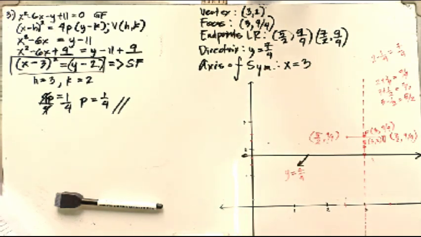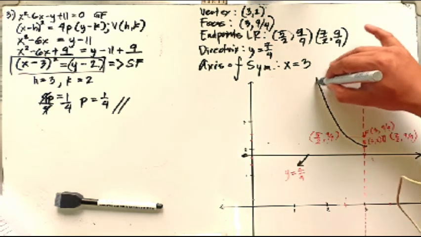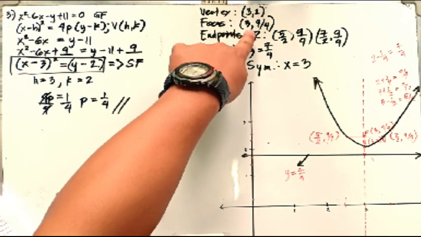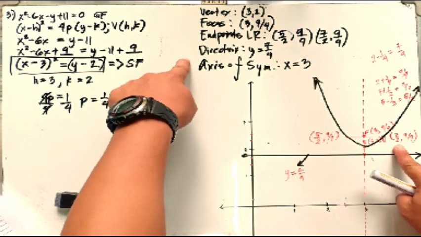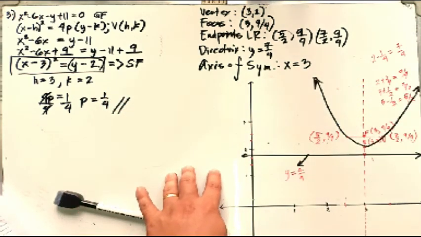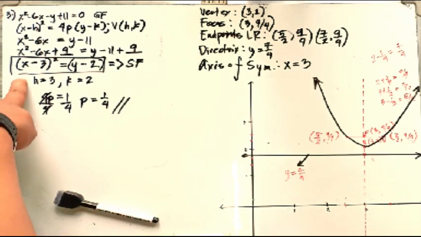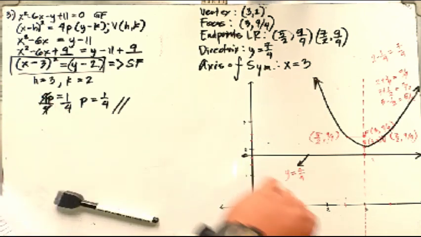Now, let's formally graph the parabola. We just need to connect the vertex to one of the endpoints, and likewise with the other side, and there you have it. We now have the parabola with vertex (3, 2), focus (3, 9/4), endpoints of the latus rectum (5/2, 9/4) and (7/2, 9/4). The equation of the directrix is y equals 7/4, and the equation of the axis of symmetry is x equals 3. So that's how we reduce the general form equation of a parabola into its standard form, and get the important features of the parabola.